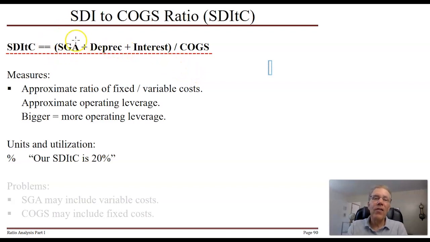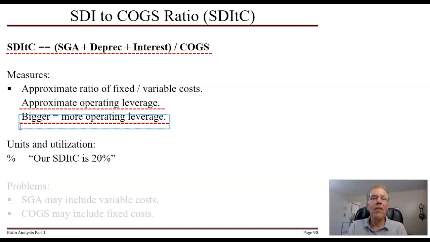Also, SDA is up here. SDA is usually something that does not have to scale directly with costs. It represents things like your accounting department, your HR department, and you should not have to increase their size as your firm scales up in size. All right, so what's this ratio doing? It's measuring the approximate fixed cost to variable cost ratio for a firm, which is exactly the amount of operating leverage. Bigger is going to mean more operating leverage.